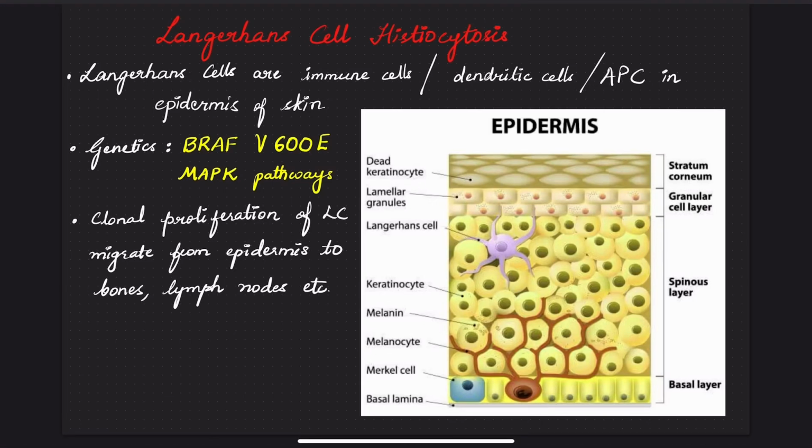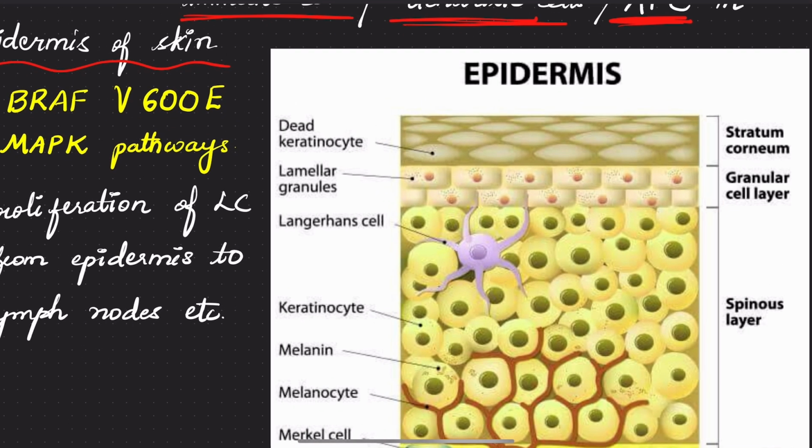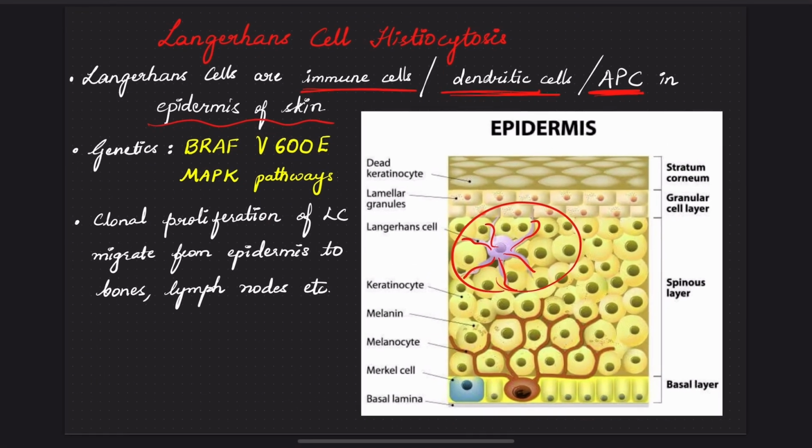Today our topic is Langerhans cell histiocytosis. These Langerhans cells are immune cells. These are the dendritic cells or antigen presenting cells present in the epidermis of the skin. The skin immune cells are called the Langerhans cells. They give out dendrites, and they act as antigen presenting cells of the skin.